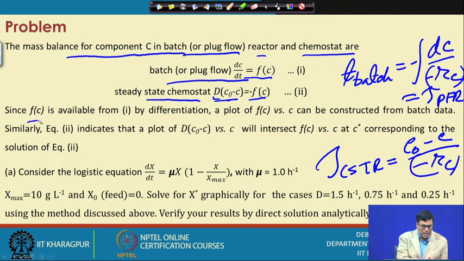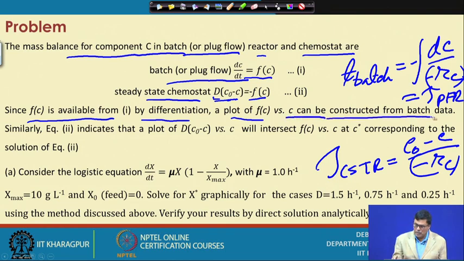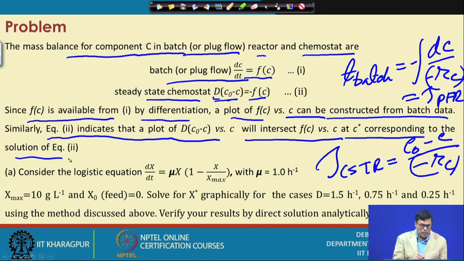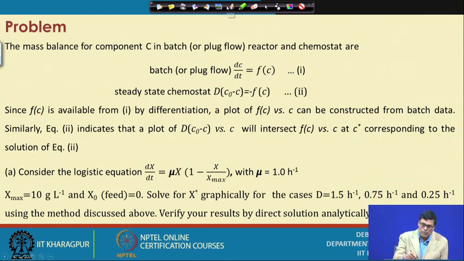Now, since Fc is available by differentiation, a plot of Fc versus C can be constructed from the batch data, and equation 2 indicates that the plot of D into C0 minus C versus C will intersect Fc plus C, as C star corresponds to the solution C. Now, what does it mean actually? Let me explain this.